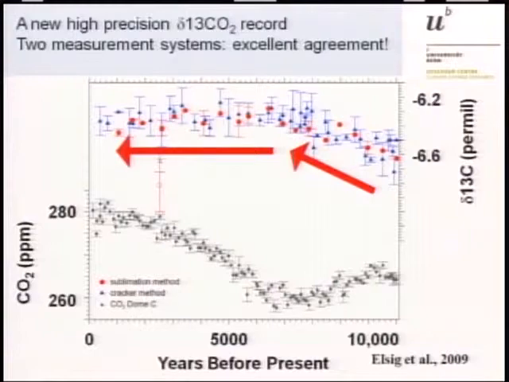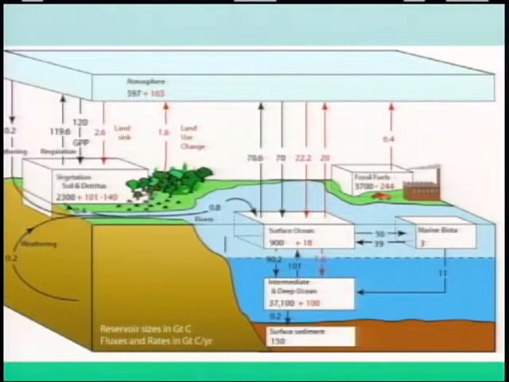And why is this the case? You see here red and blue dots, and these points actually represent results from two completely independent measuring systems. One is taken with a cracker extraction and gas separation, and the other one is taken using a sublimation method to get the air out from the ice. So this constraint could be used to come to grips with what's going on in this very complex carbon cycle.